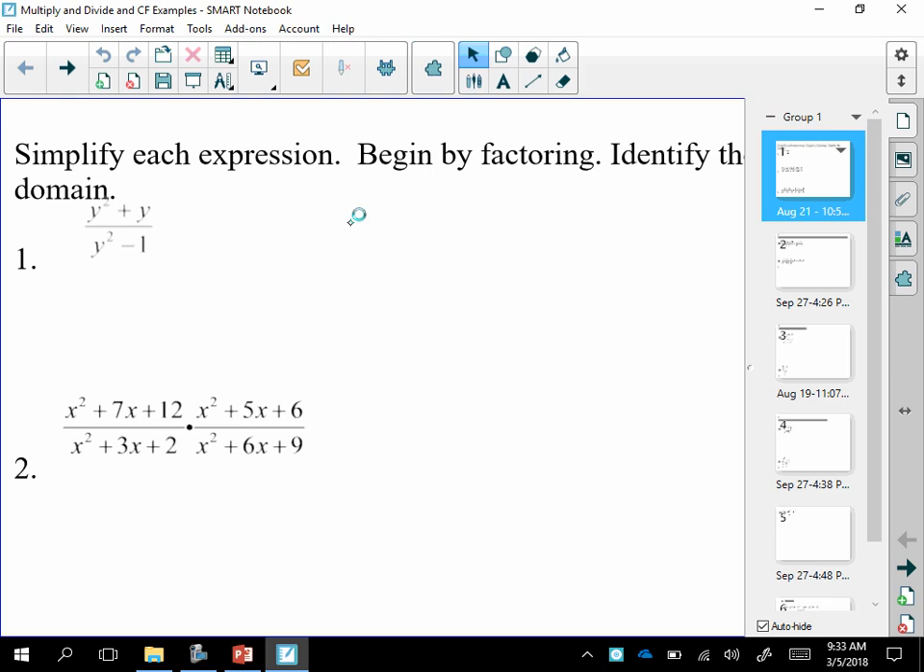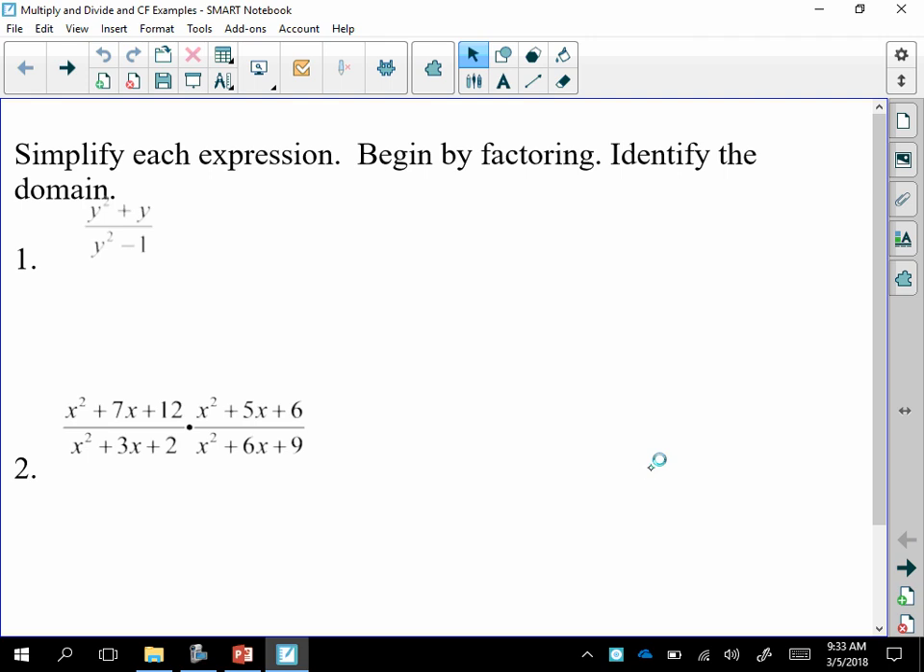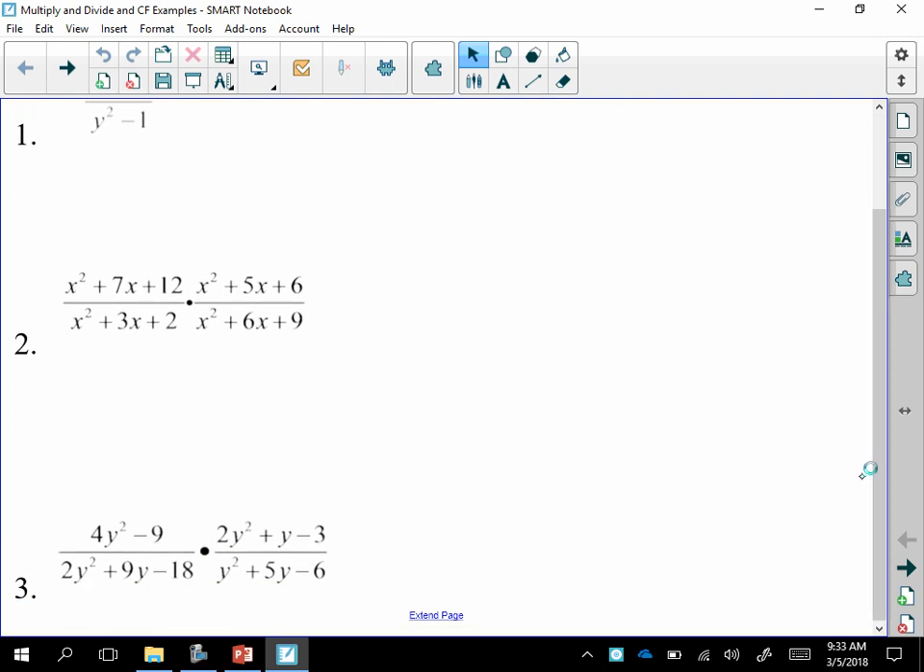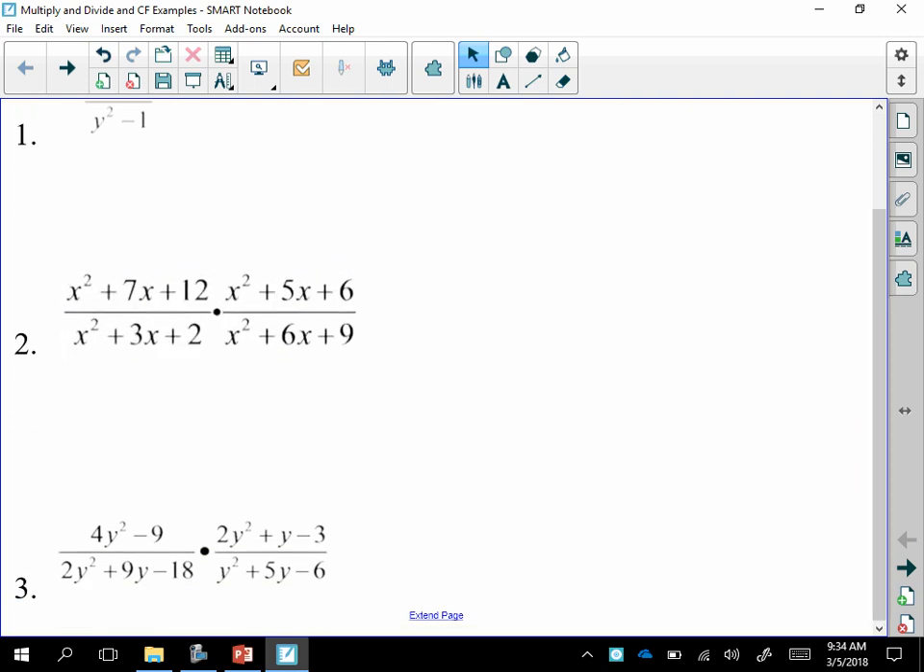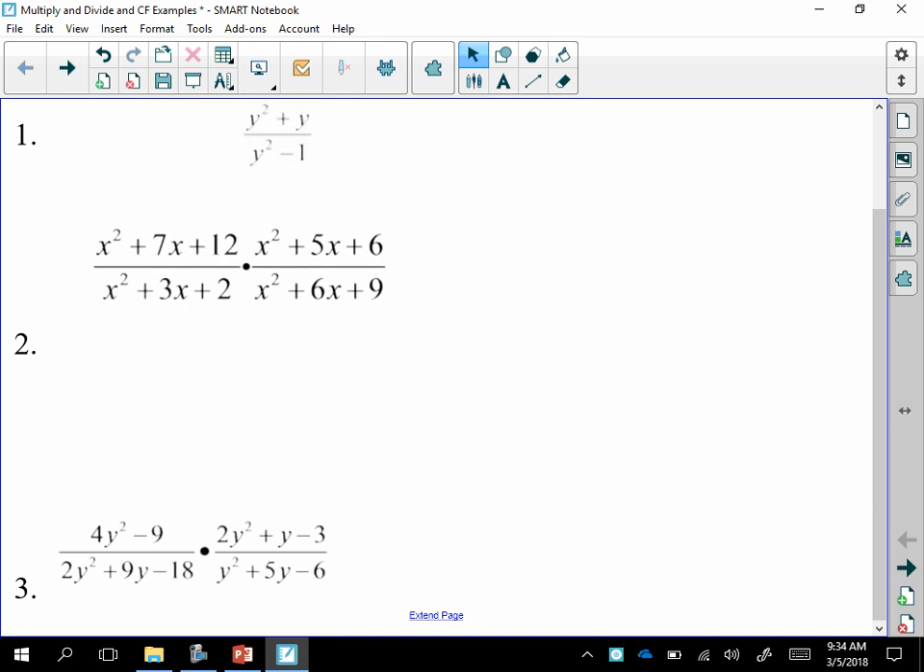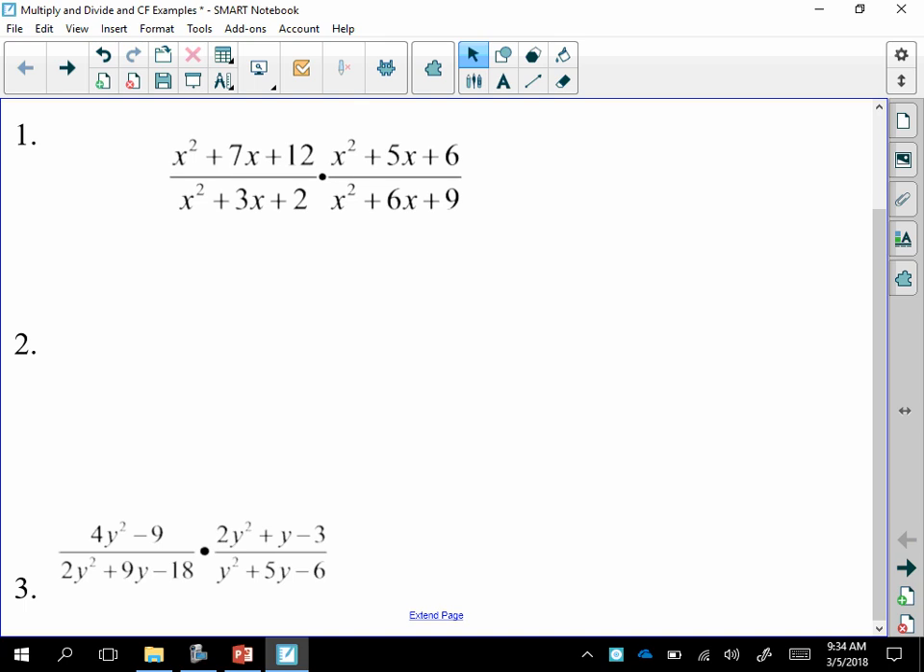So let's look at number 2. We want to simplify this, and you notice this is a multiplication problem. And what are we going to have to do before we do anything when we go simplify this? First the domain. Well, before we can find domain, what do we have to do? Now, factor. Yeah, we got to factor first, and that's going to help us identify domain, and then it's also going to show us any factors that we're going to be able to cancel.